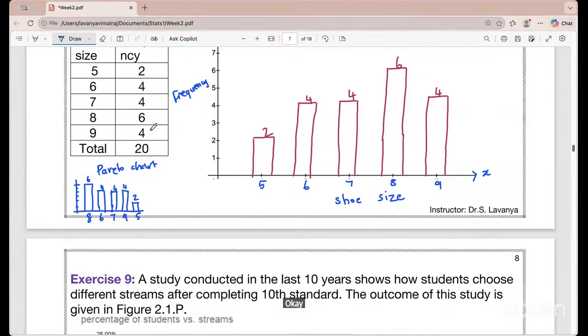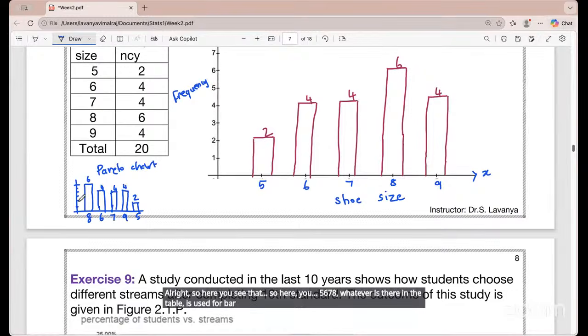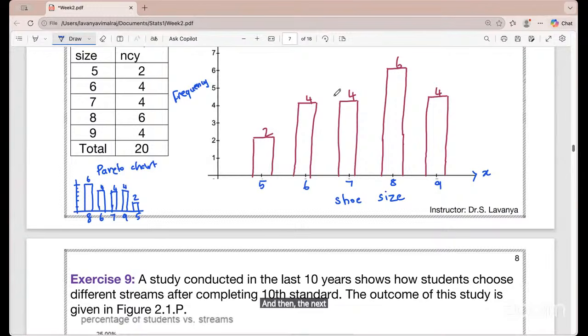Okay. All right. So here you see that 5, 6, 7, 8, whatever is there in the table, is used for the bar chart. But when I'm applying a Pareto chart, I take the one which has the maximum frequency first, and then the next frequency is 4. So I took all the shoe sizes with 4, 6, 7, 9, and then the least comes. We cannot have it in ascending order. Usually a Pareto chart is made this way, in descending order.